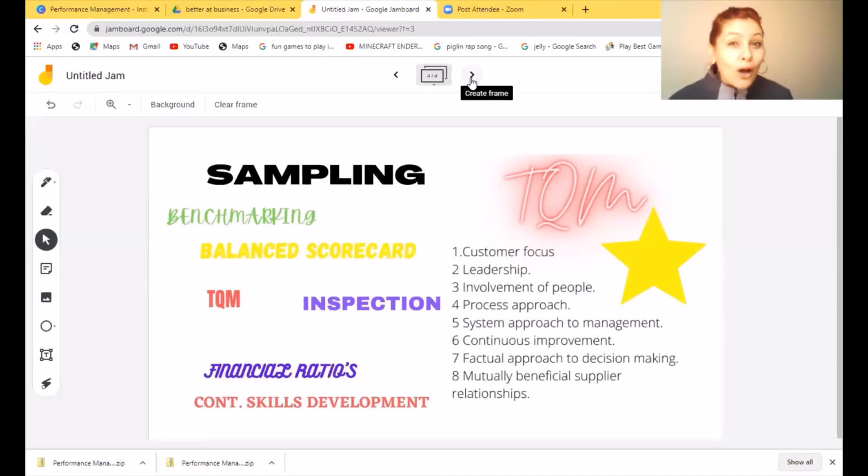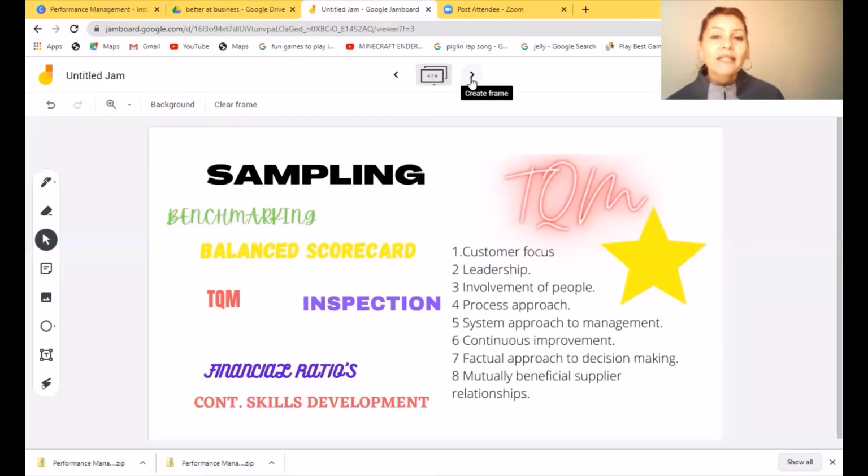Remember your balanced scorecard? Go have a look at my previous YouTube clip. Remember, the balanced scorecard is about being fickle, and it's all about the perspectives on financial, internal, etc. You're going to look at total quality management, which I'm going to give you some tips, inspections, financial ratios, and continuous skills development are some of the strategies that you could use for performance management.